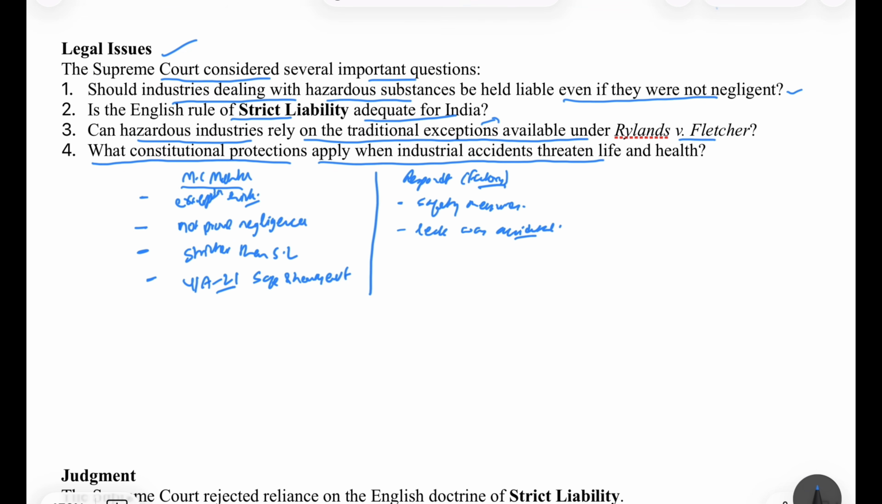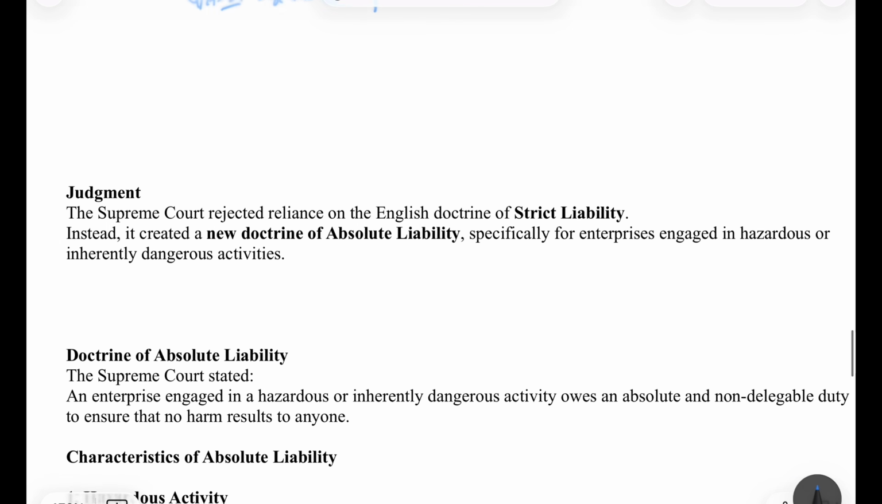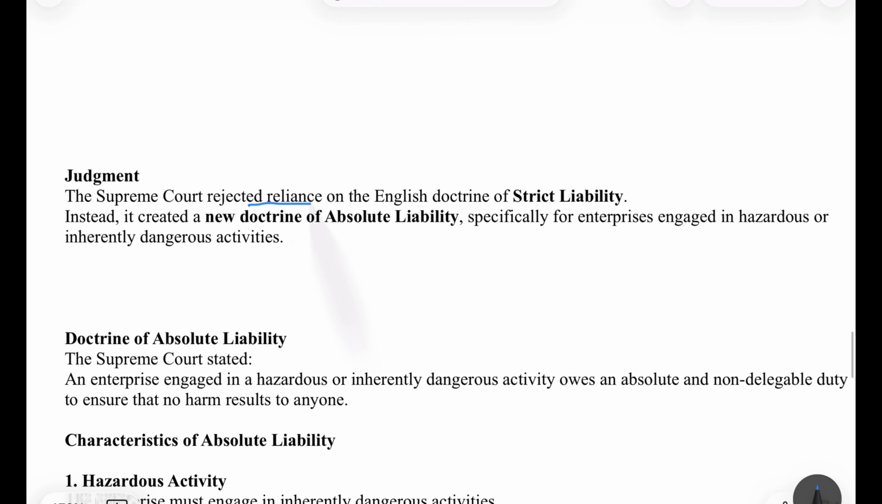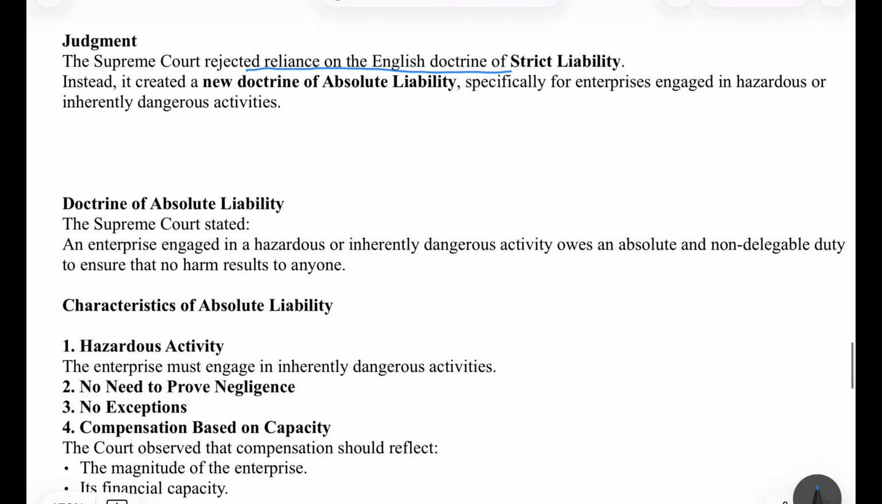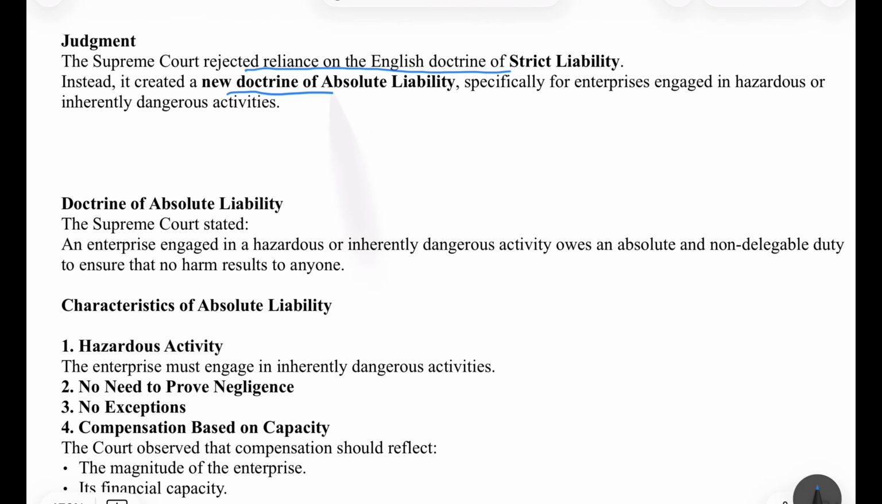So liability should follow the traditional doctrine of strict liability, and it must also be within the ambit and purview of the recognized exceptions which are applicable for this case. It has come up with the exceptions which are placed in strict liability. But what is the judgment given by the court? The Supreme Court rejected the reliance on the English doctrine of strict liability. Instead, it created a new doctrine of absolute liability, specifically for enterprises engaged in hazardous or inherently dangerous activities.